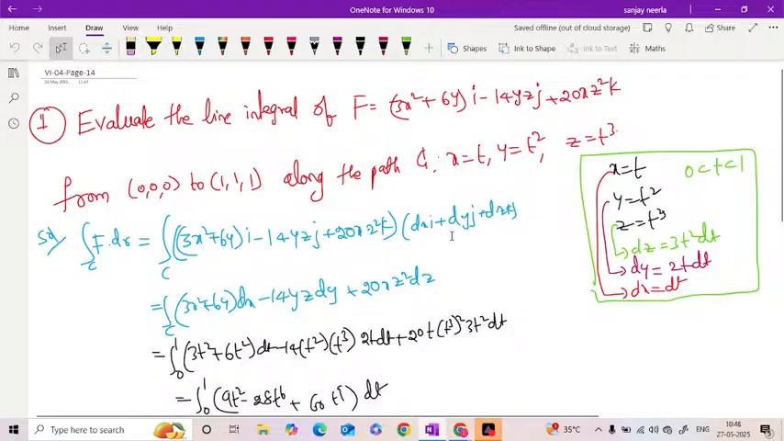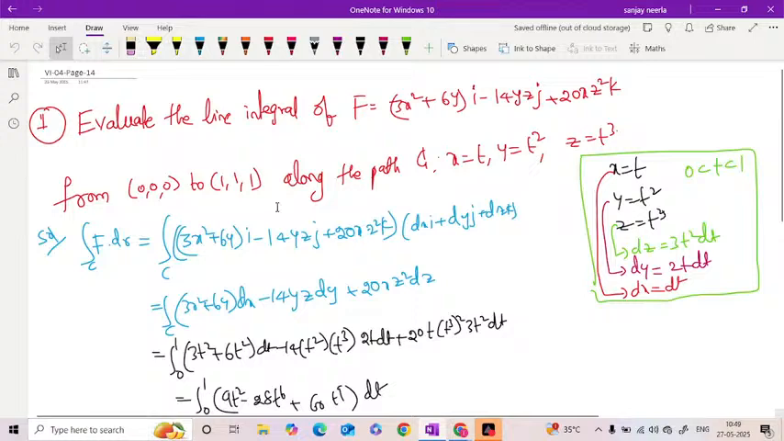Now we want to find the dot product of these two, that means F dot dr. After taking F dot dr, here F1 into dx plus F2 into dy plus F3 into dz. But here x, y, z are functions of t, so dx is equal to dt and dy is equal to 2t dt and dz is equal to 3t square dt, and x, y, z are already given.